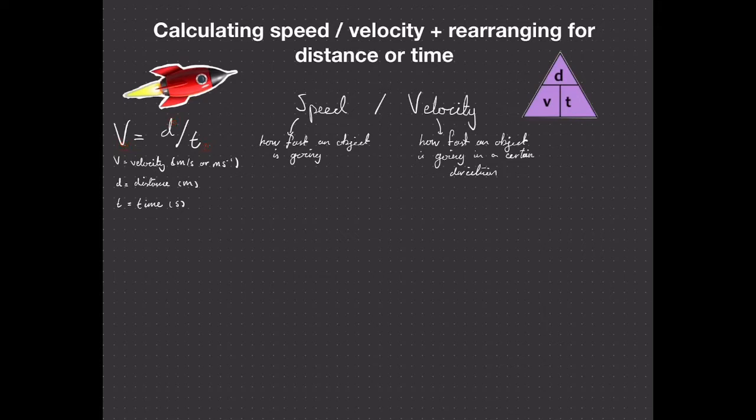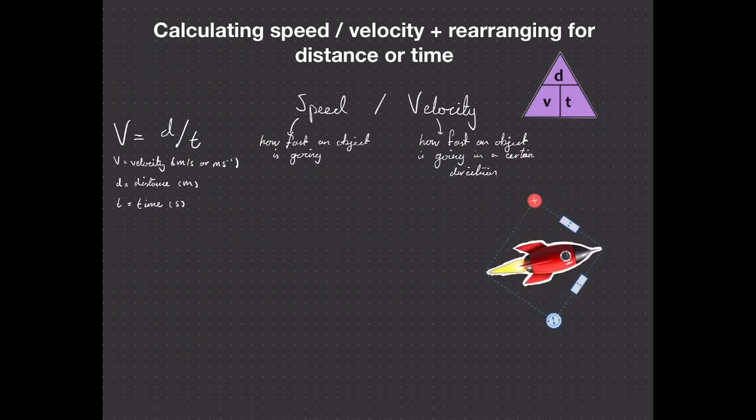Now, we can give the equation for velocity as v equals d over t, where v is our velocity measured in meters per second, which can be written as ms-1. D is our distance in meters, and t is our time. If we look at the equation, we can see that the unit provided for velocity, meters per second, makes sense to us because we're dividing distance, which is measured in meters, by time, which is measured in seconds, meters per second.